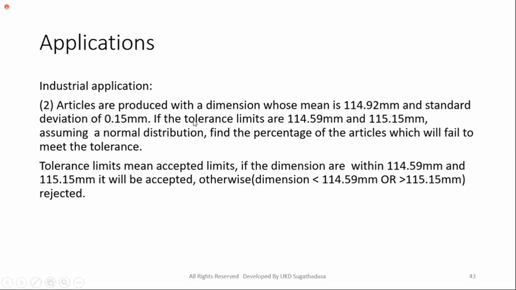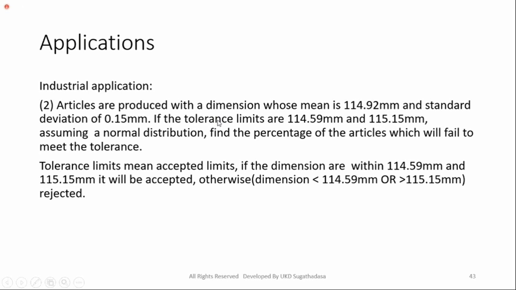But in this next sentence, if the tolerance limits are 114.59 and 115.15 millimeters, observe these two extreme end values with the mean. I just want to clarify this question a little bit to understand very clearly. See the mean value. Mean value should be 114.92. What is this first value? 114.59. That is less than the mean, no? If you consider the other value, 115.15, it is greater than that particular mean value, right?